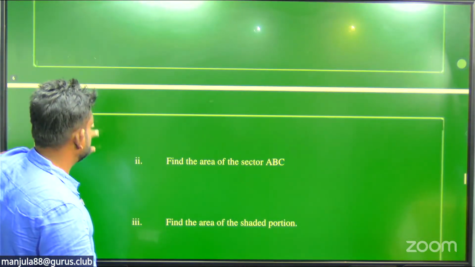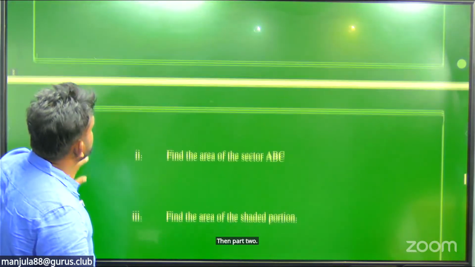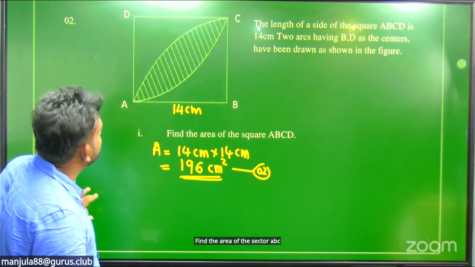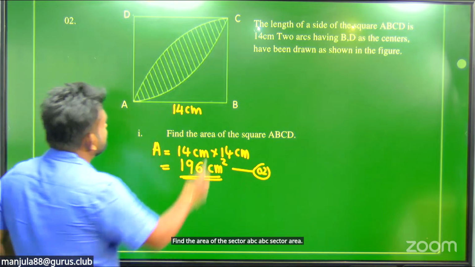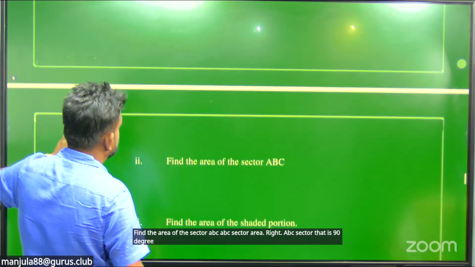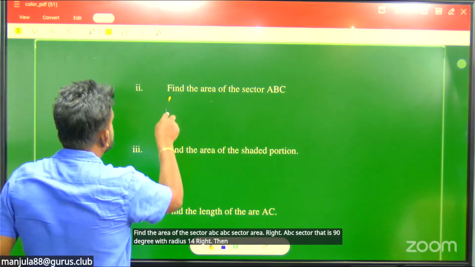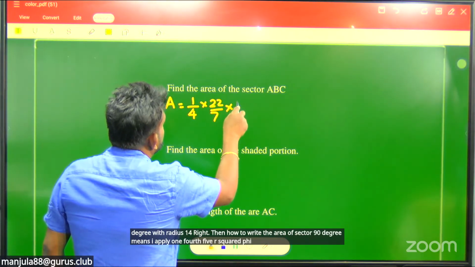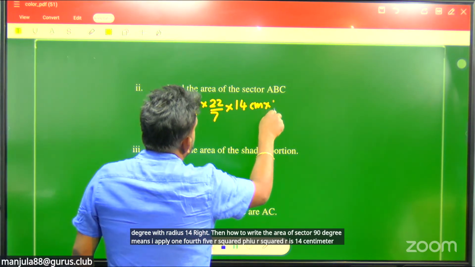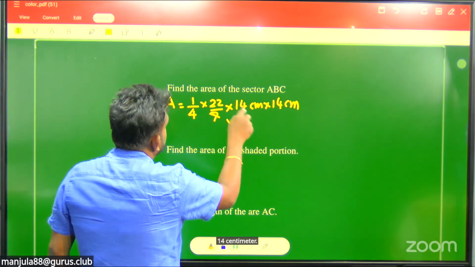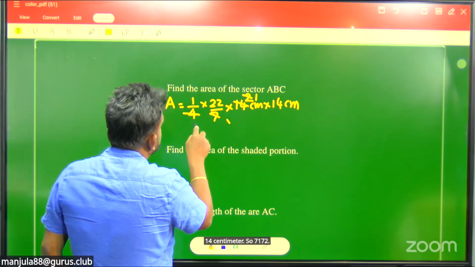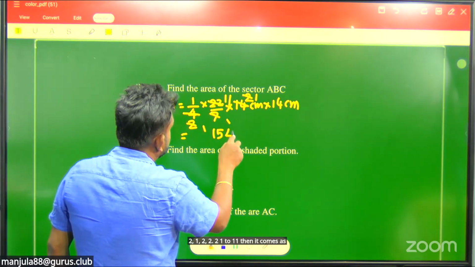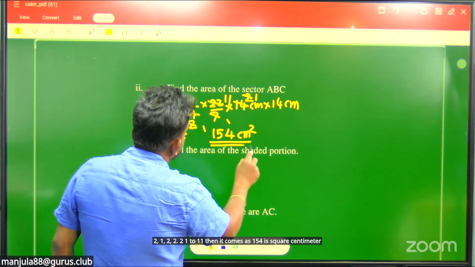Then part 2, find the area of the sector ABC. ABC sector area. Right, ABC sector, that is 90 degrees with radius 14. Then how to write the area of a sector? 90 degrees means I apply 1/4 πr squared. r is 14 centimeters into 14 centimeters. So 7 1s are 7, 2 2s are 4, 2 11s are 22, then it comes as 154 square centimeters. That is the area of the sector.